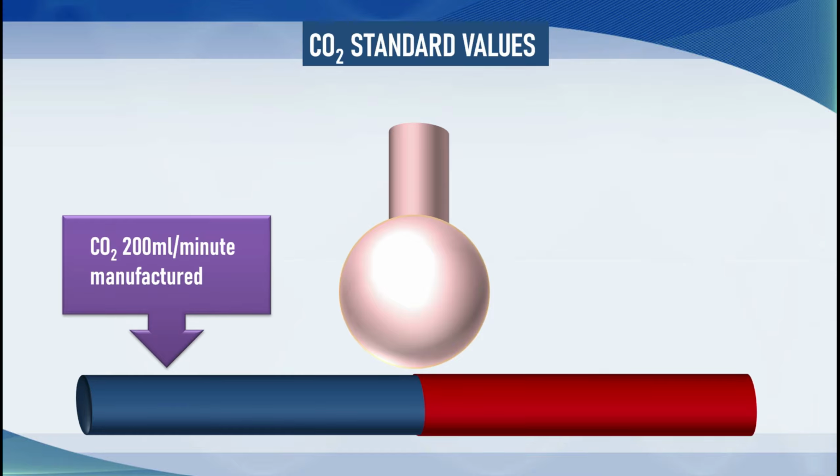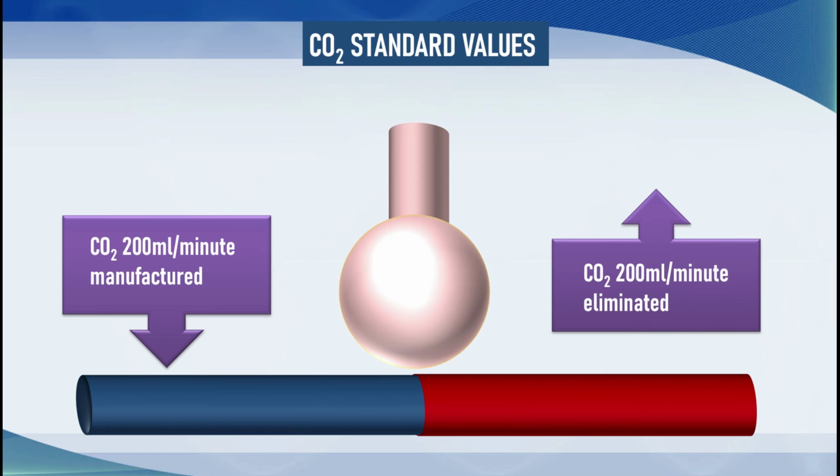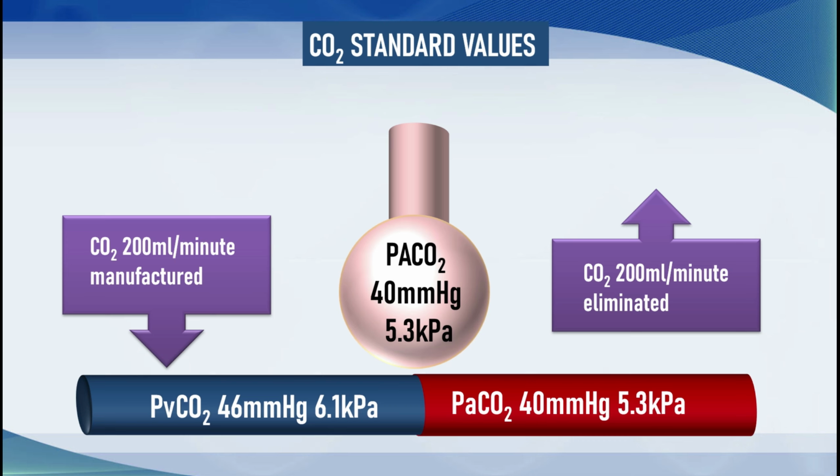Approximately 200 mils of carbon dioxide are manufactured by the body within the mitochondria as a component of the Krebs cycle every minute, and the same amount of carbon dioxide is eliminated from the body through the lungs. The partial pressure of CO2 in venous blood is about 46 millimeters of mercury or 6.1 kilopascals. Alveolar CO2 is approximately 40 millimeters of mercury or 5.3 kilopascals, and that equalizes with arterial blood where the partial pressure is 40 millimeters of mercury or 5.3 kilopascals.